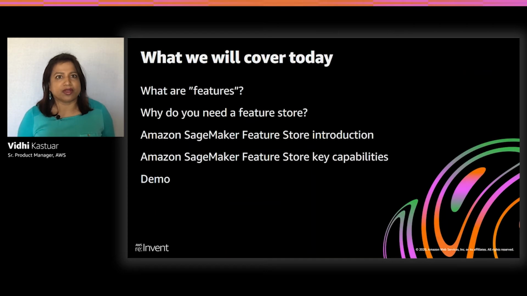Let's look at what we're going to cover in this session today. We'll start with understanding what features are and how they're used in machine learning, and why you need a feature store. I will then introduce the Amazon SageMaker Feature Store, talk about its core capabilities, and then give you a quick product demo before we wrap up this session.